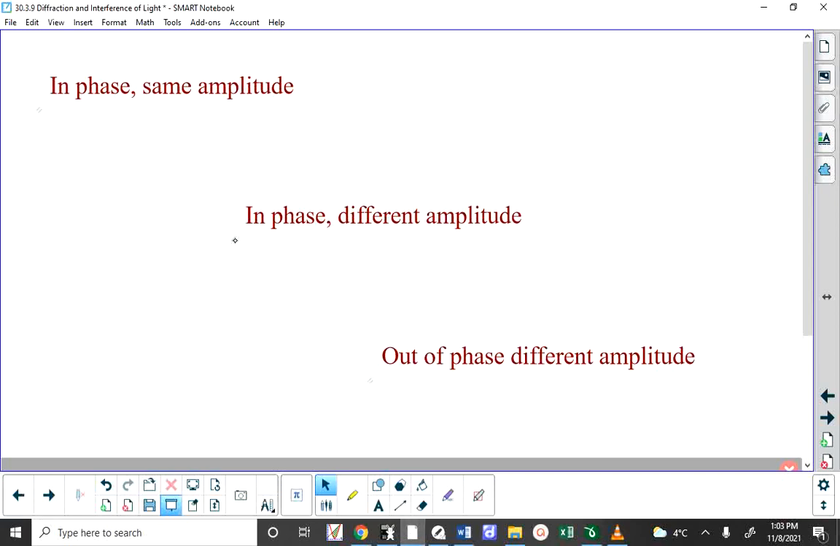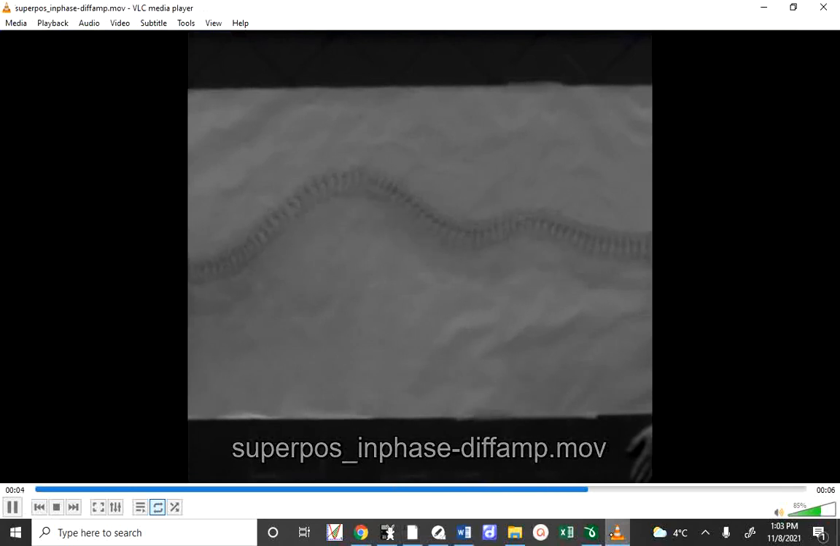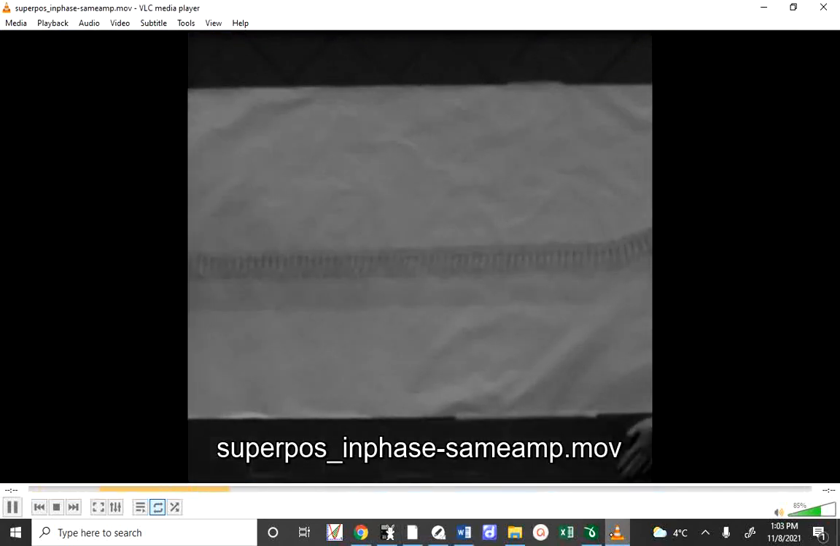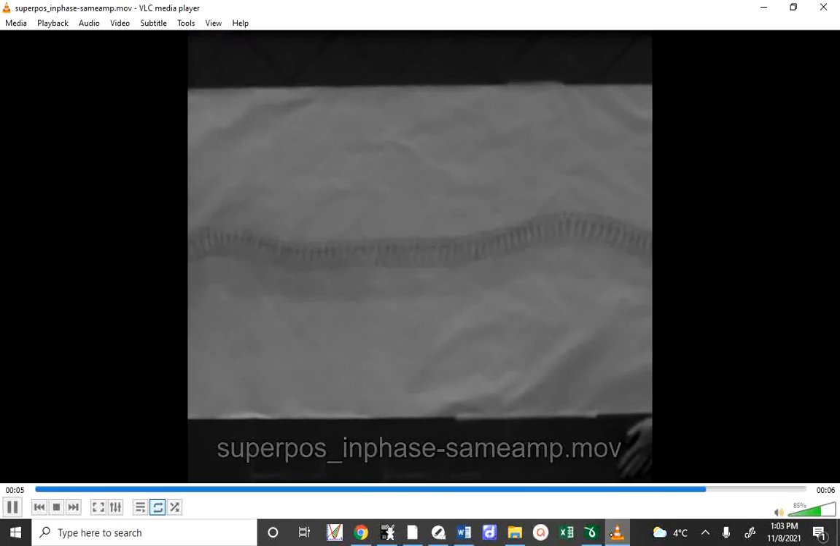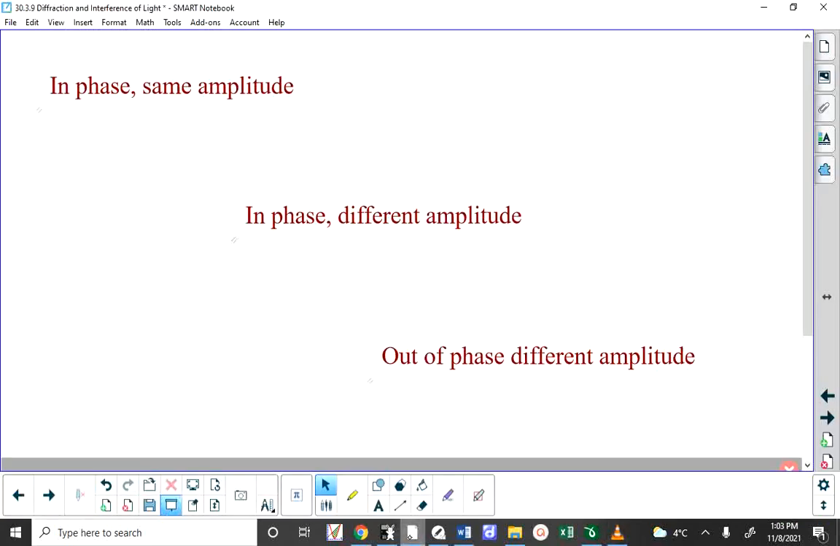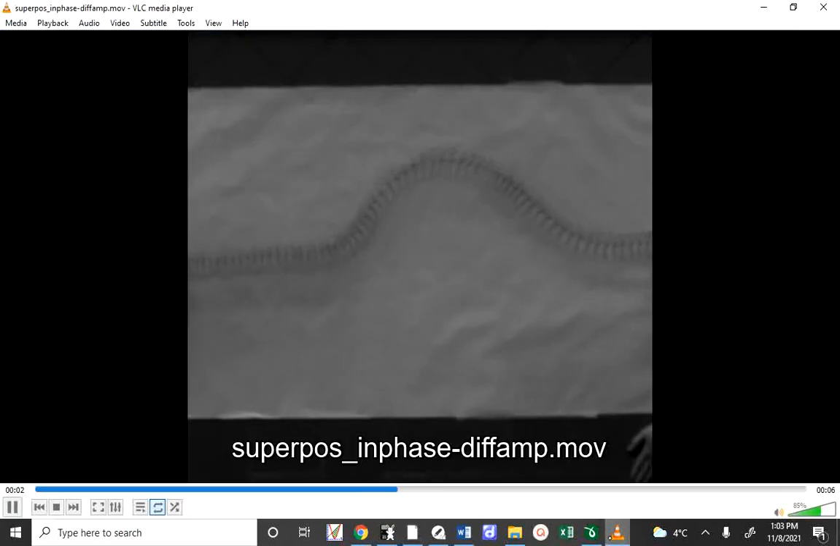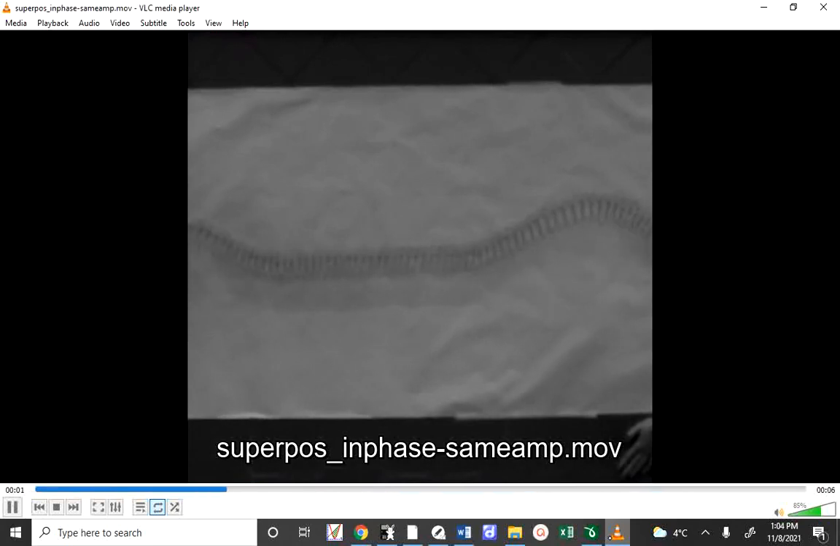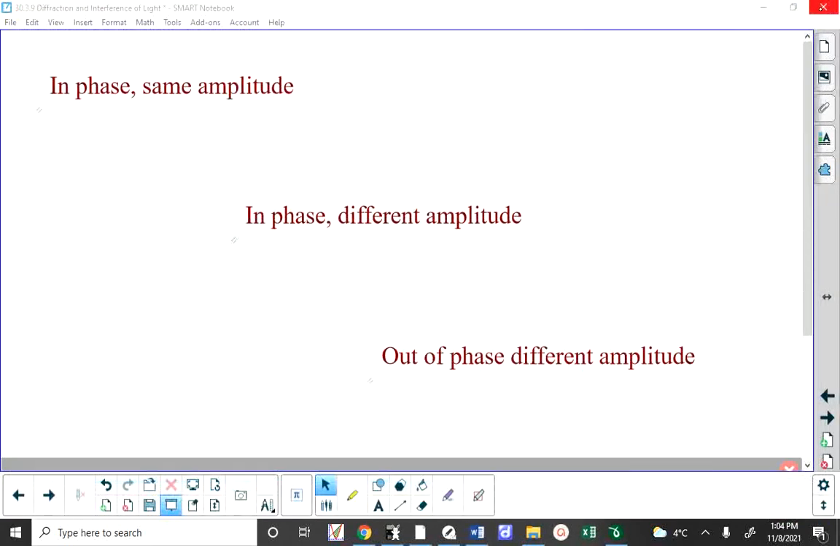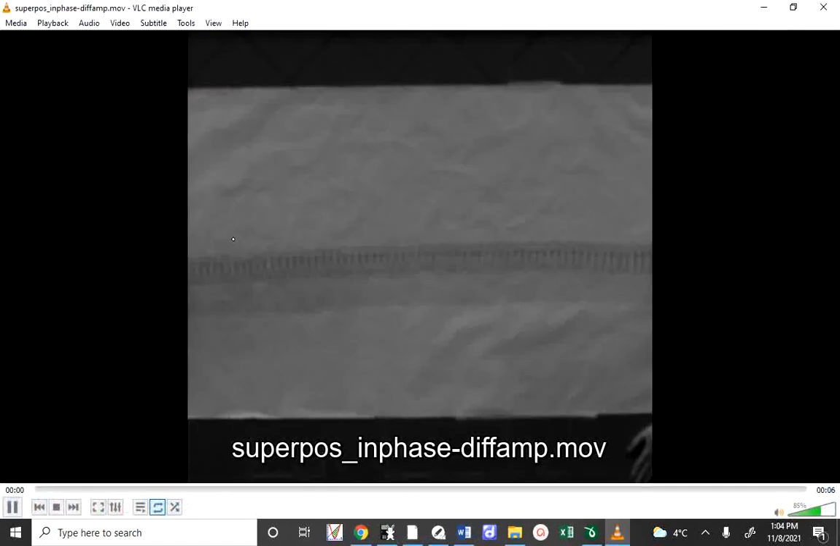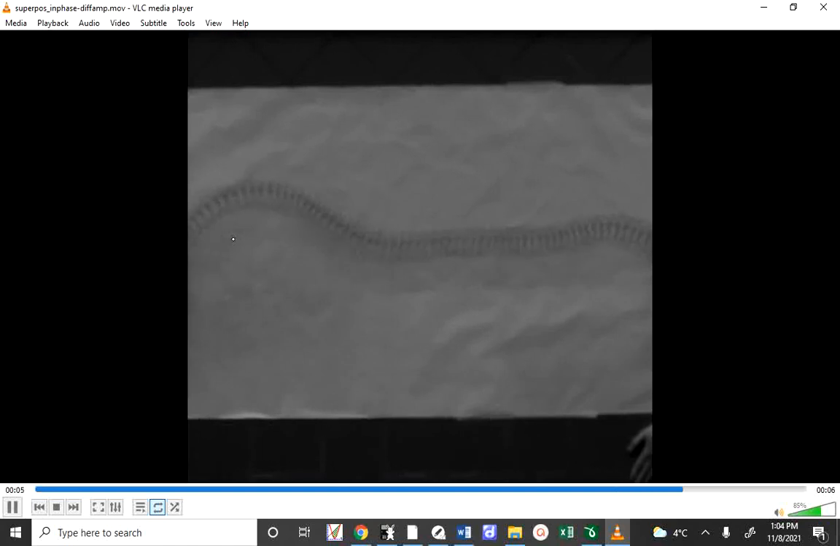This video clearly has two different amplitudes. No, it's the same one. Sorry, guys, I don't know why it's not opening that file. There we go. Okay, clearly two different amplitudes.